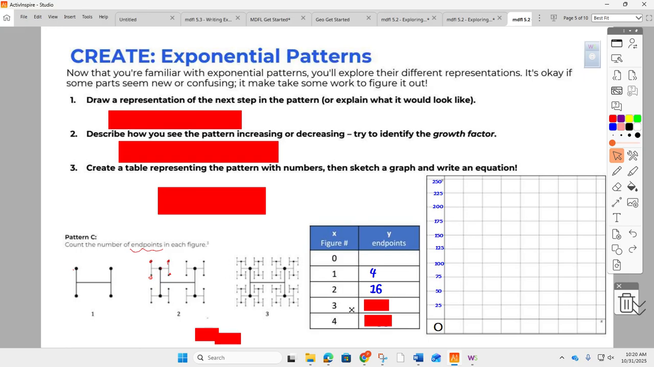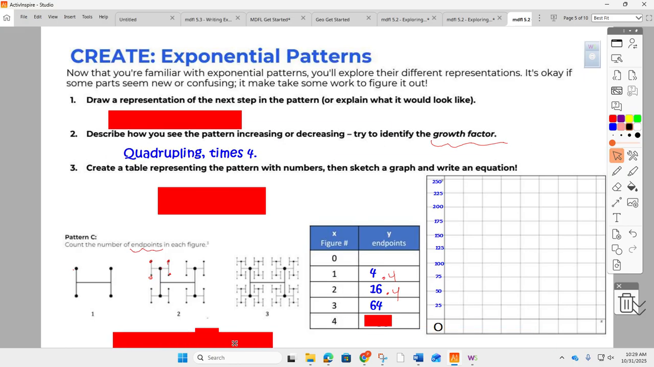So what is our factor? What is our growth factor here? What is the growth factor? DVM, do you know? What's happening? How are we going from 4 to 16, 16 to 64? What are we doing? Multiplying by what? 4 times 4. 4 times 4 is 16. 16 times 4 is 64. So our growth factor is 4. You could also describe it as quadrupling.